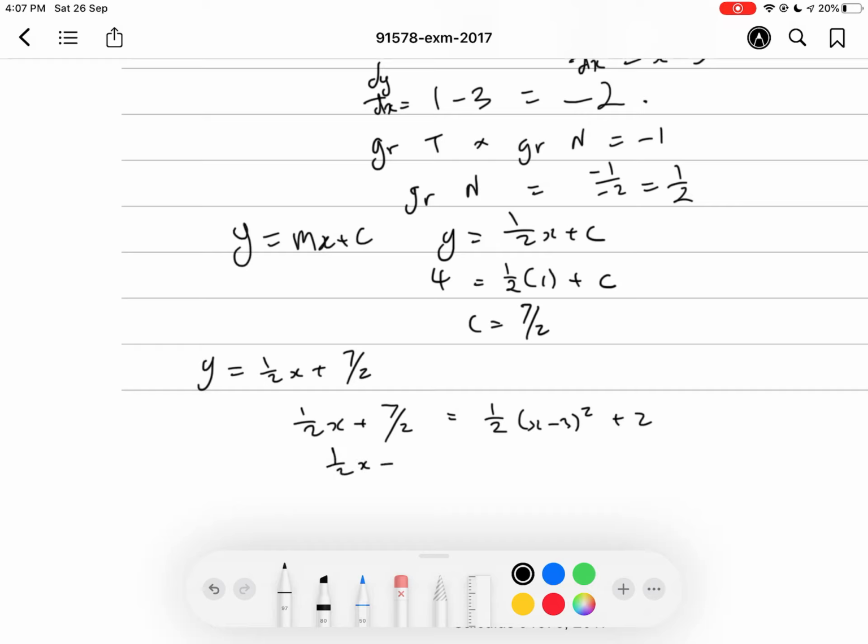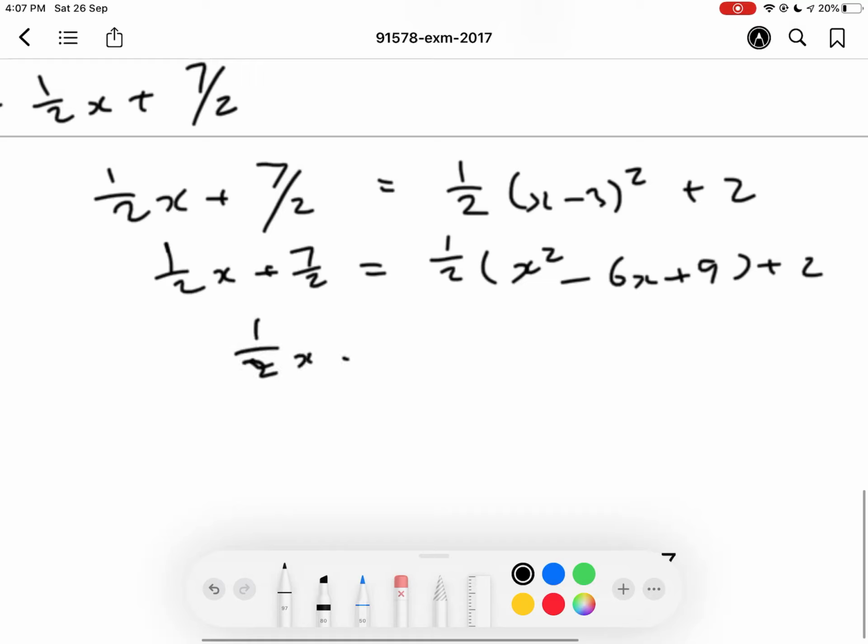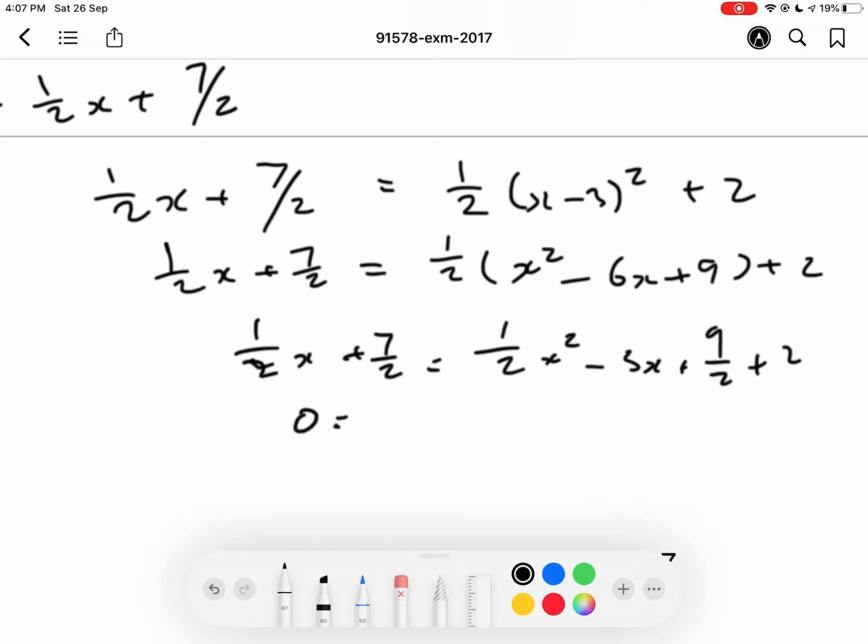So therefore, 1/2 of x plus 7 over 2 equals 1/2 of (x squared minus 6x plus 9) plus 2. Therefore, 1/2 of x plus 7 over 2 equals 1/2 of x squared minus 3x plus 9 over 2 plus 2. If we move everything to the right hand side, we'll get 1/2 of x squared minus 5 over 2 x plus 9 over 2 minus 7 over 2 plus 2, which is 3.